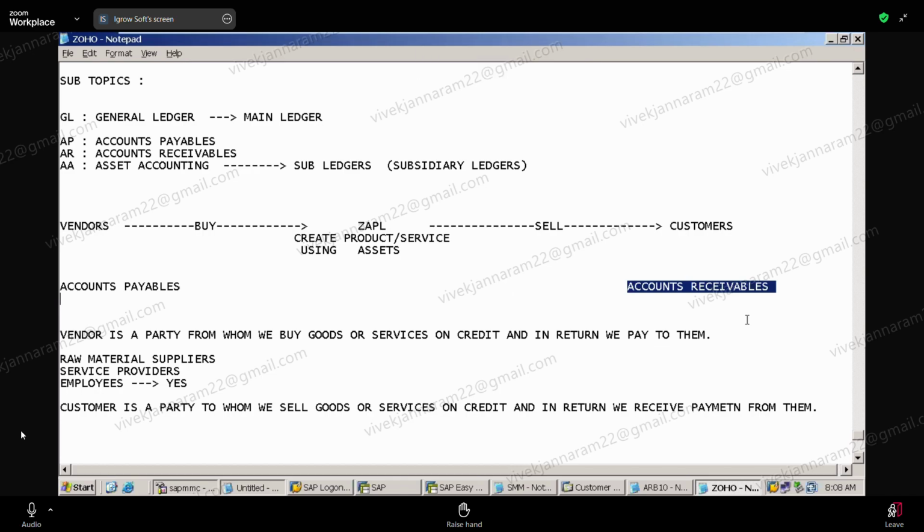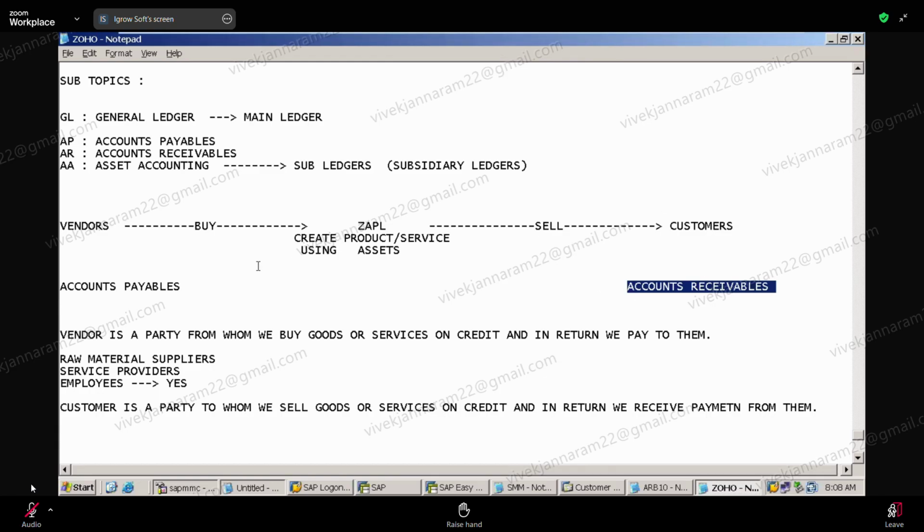So you tell me, guys, do we want more customers or more vendors? More customers. The logic says we want more customers, fewer vendors, no? So payable should be less, receivable should be higher, right? If you want to make money, that is the logic. So these vendors, we call them accounts payables. Customers, we call them accounts receivable.